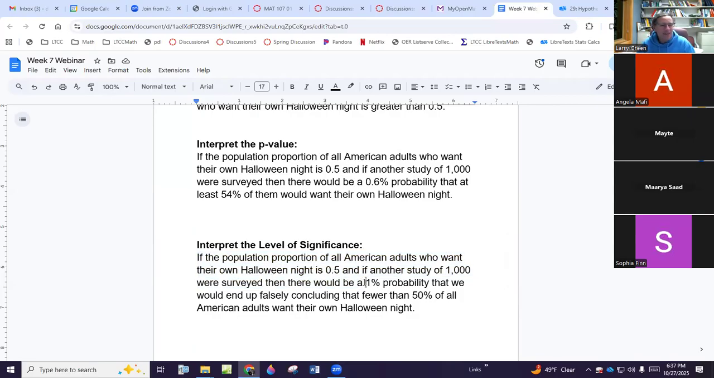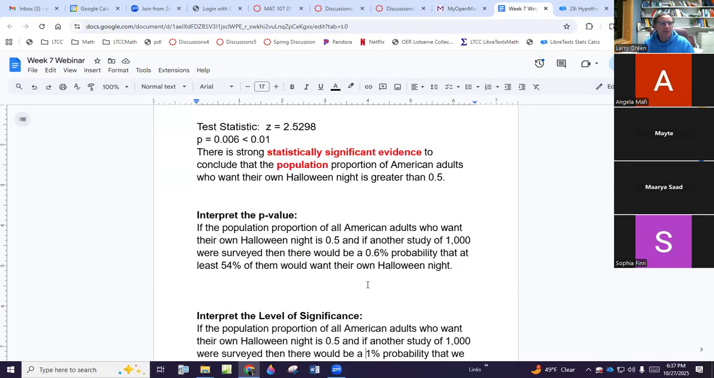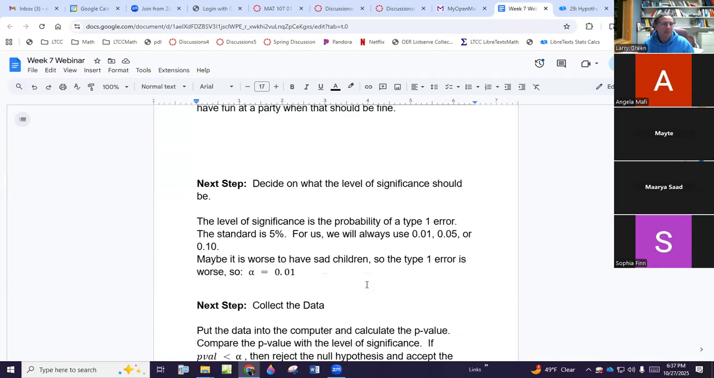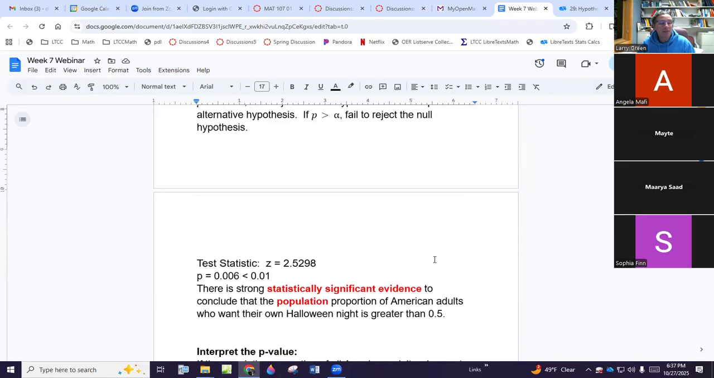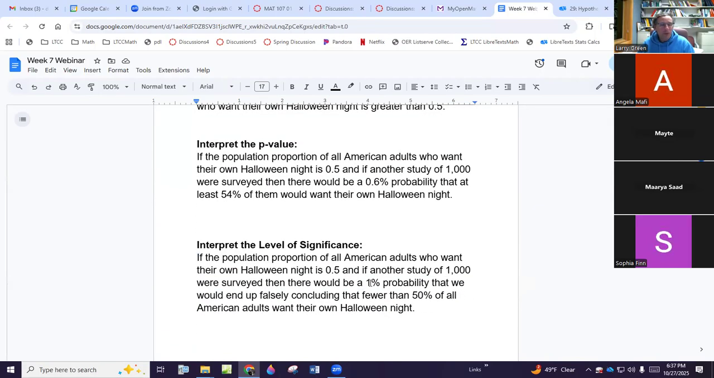And then you say there would be a 1% probability, because remember, our level of significance was 0.01, 1%. So there would be a 1% probability that we would end up falsely concluding that more than 50% of all adult Americans want their own Halloween night. Oh, sorry, I said fewer. That's my mistake. More than.